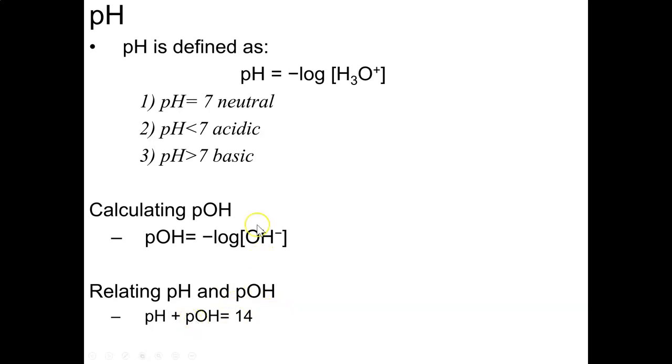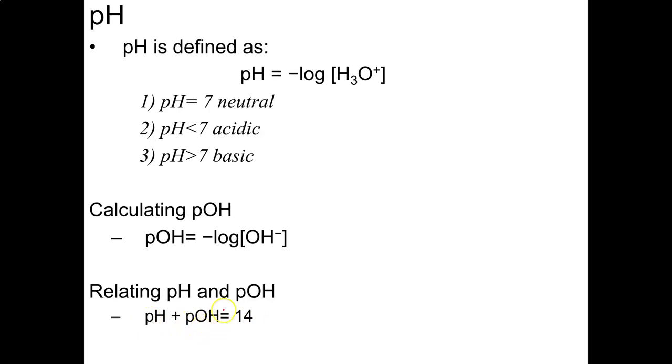So if they give me hydroxide, I would use this, get a number, subtract from 14, and get my pH, because pH plus pOH equals 14. So if I have one of these, I can figure out the other one. So let's say the pOH was 6. So 14 minus 6 gives me a pH of 8. That's how you do it.